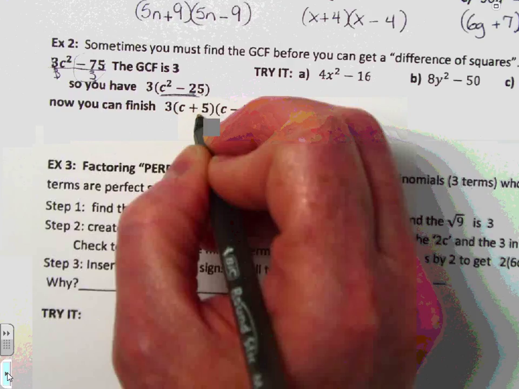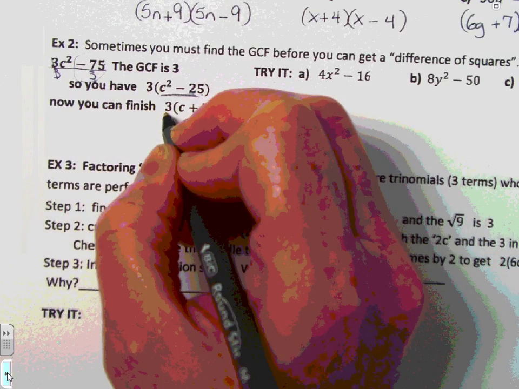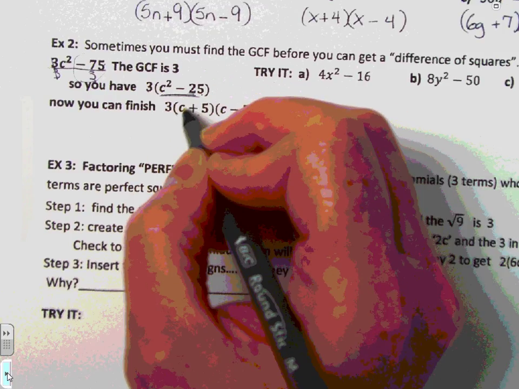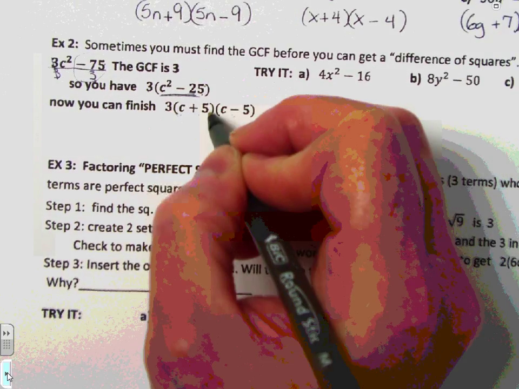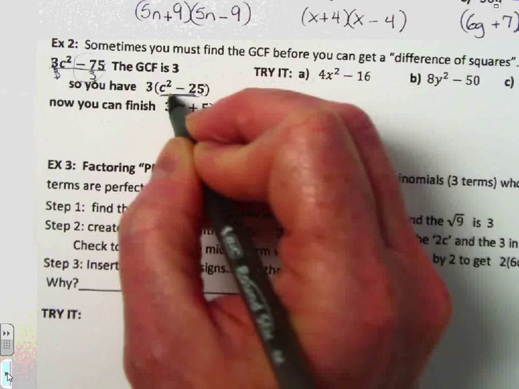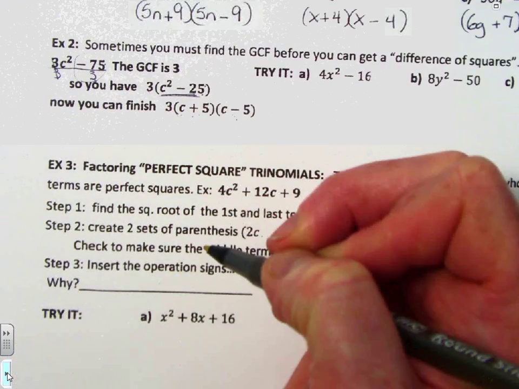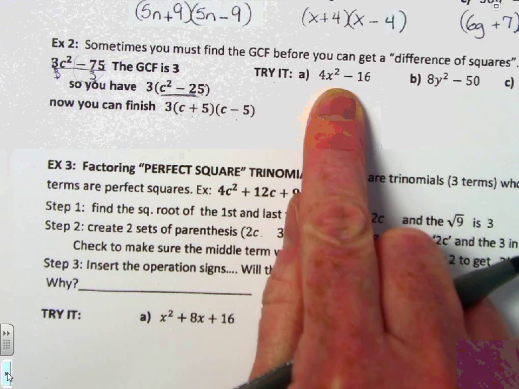So now this set of parentheses turns into the difference of squares parentheses right here. The greatest common factor comes down, and I'm building my 2 sets of parentheses. Square root of c squared is c. Square root of 25 is 5. There were only 2 terms, so one's a plus and one's a minus. Do you see that? Let's try the try it right here.